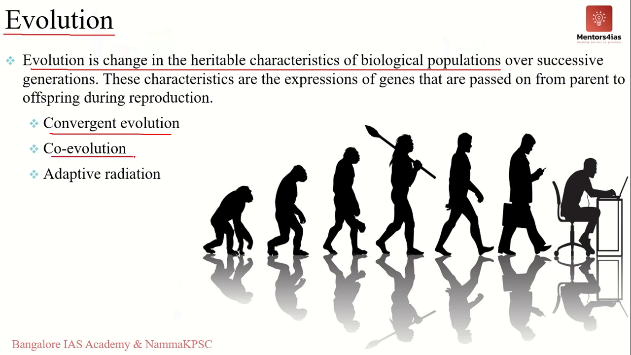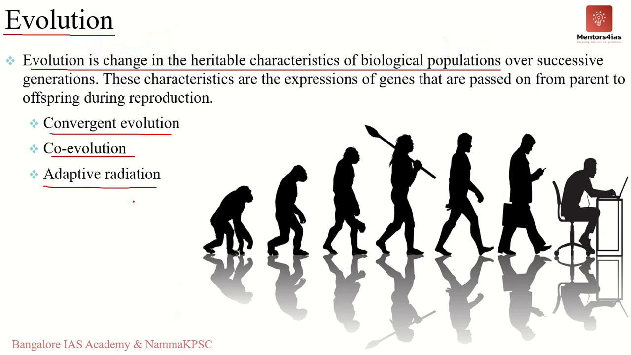Next, we move on to coevolution. This is when two species or groups of species have evolved alongside each other, where one adapts to changes in the other. For example, flowering plants and pollinating insects such as bees evolving to meet each other's needs. This is coevolution.